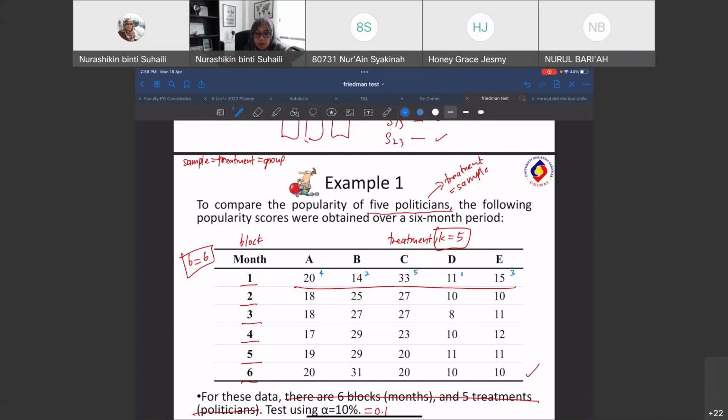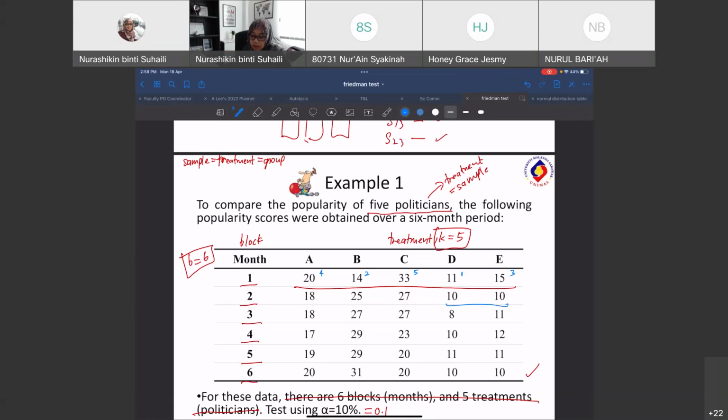So it's actually much simpler than the previous test where you have to rank the full data, isn't it? So this one is not that really tedious. So for example, block 2, you rank from 10. So this one is the similar value, isn't it? So you have to apply the tied ranks.